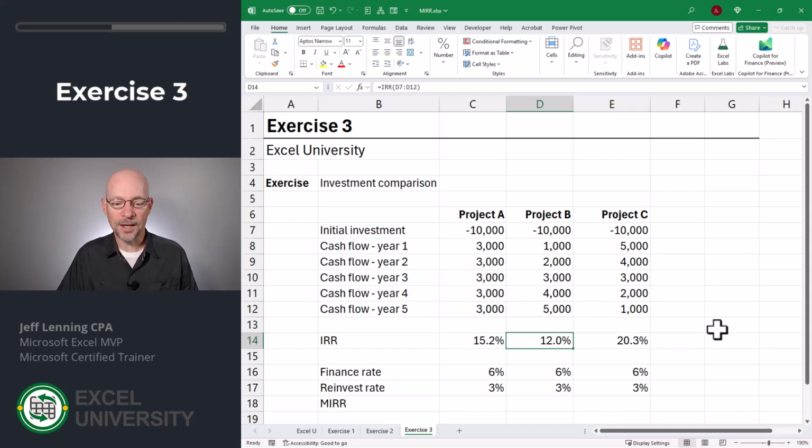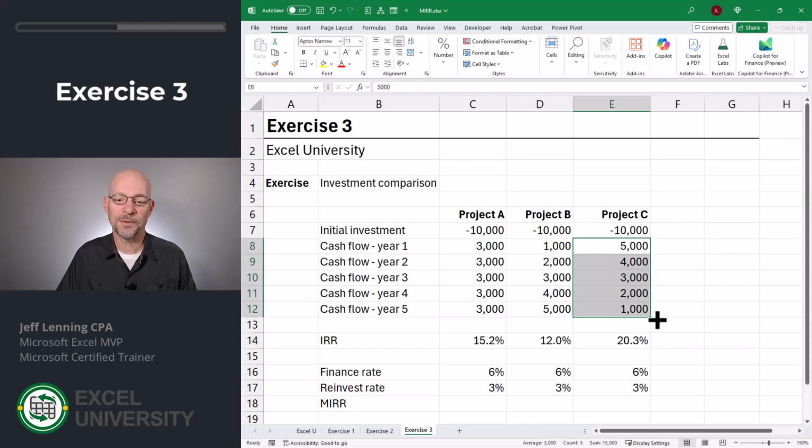Now, as we discussed, this function assumes that we're reinvesting all of these cash flows back into these projects. And if that is true, cool. But what if it's not true? What if we want to consider financing rates and if we have a different reinvestment rate? In other words, what if we take these cash flows out of this project and put them somewhere else? Well, for that, we'll use the modified internal rate of return function.